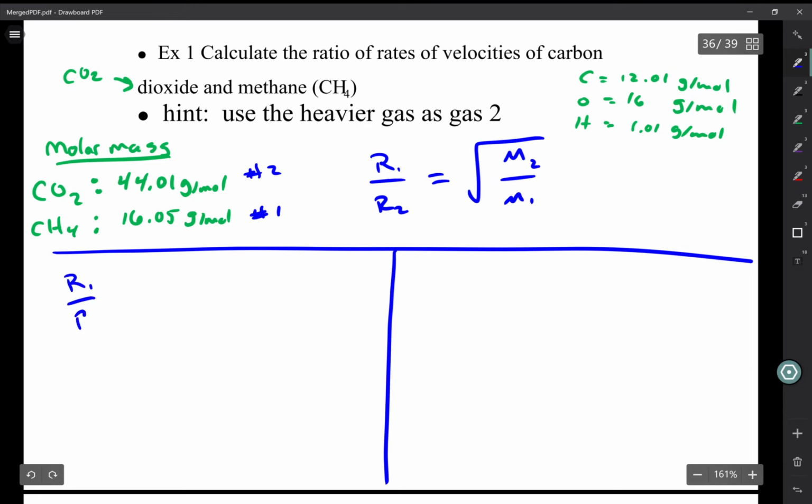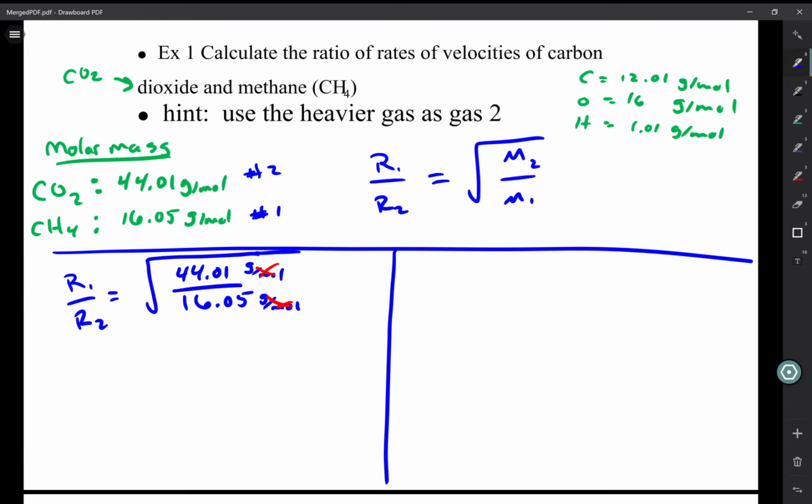So R1 over R2 equals the square root of the molar mass of gas 2, which is 44.01, over the molar mass of CH4, which is 16.05. And this is grams per mole over grams per mole. Those units are going to cancel out. Ratios do not have units, so it's just going to be a number. So that's set up right. Do 44.01 divided by 16.05.